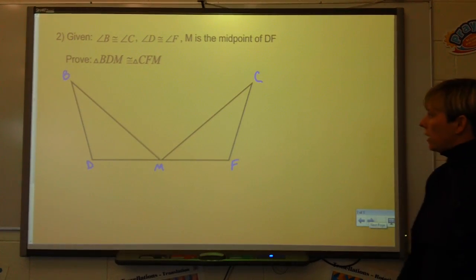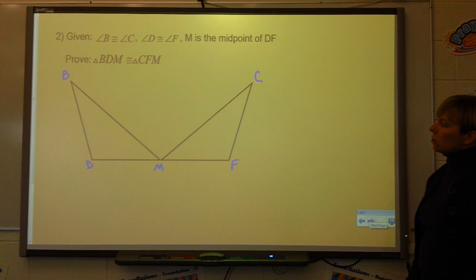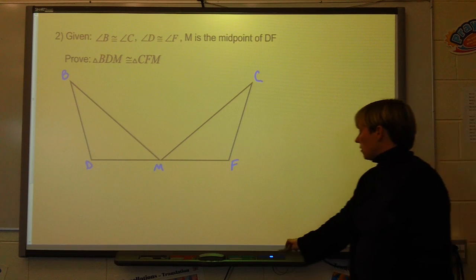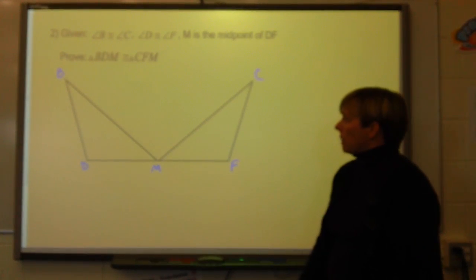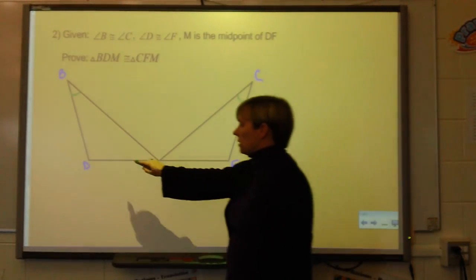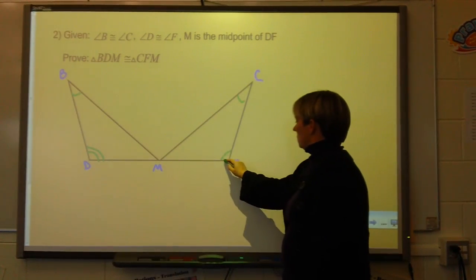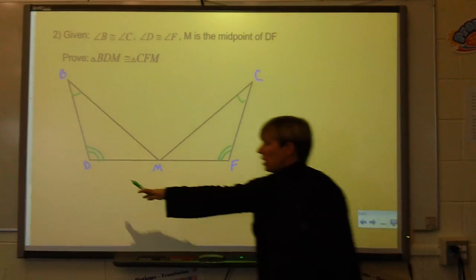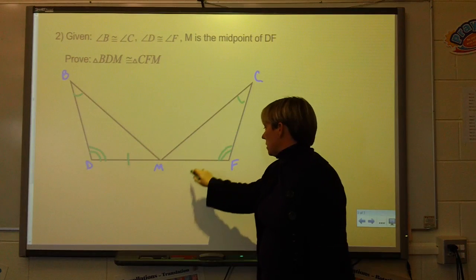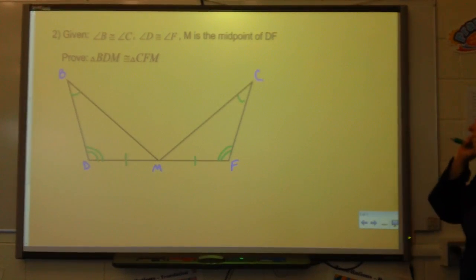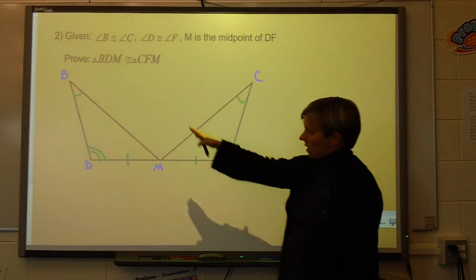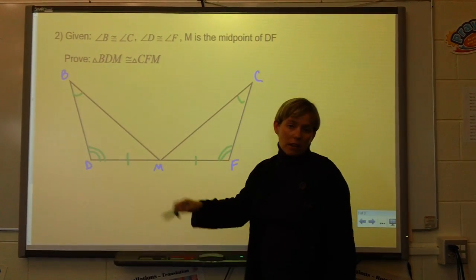So what would a proof of this look like? It says given angle B is congruent to angle C, angle D is congruent to angle F, and M is the midpoint of DF. So the first thing I'm going to do is mark up my figure here with what I know. I know B is congruent to C, and I know D is congruent to F. I also know M is the midpoint of DF, which tells me by definition of midpoint that DM is congruent to MF. So now looking at those two triangles, I have enough to write my proof, because I can then say that those two triangles are congruent by angle angle side.